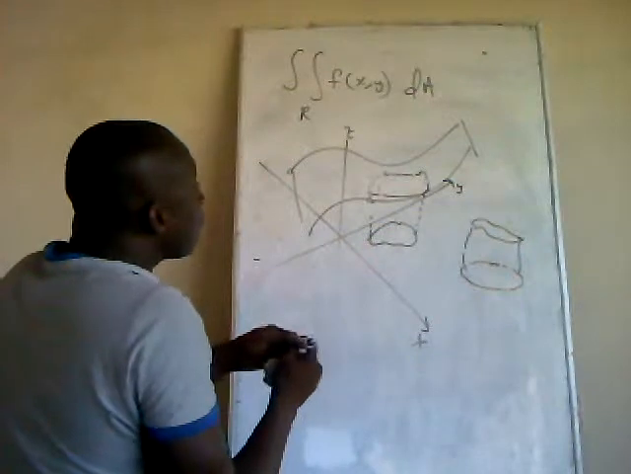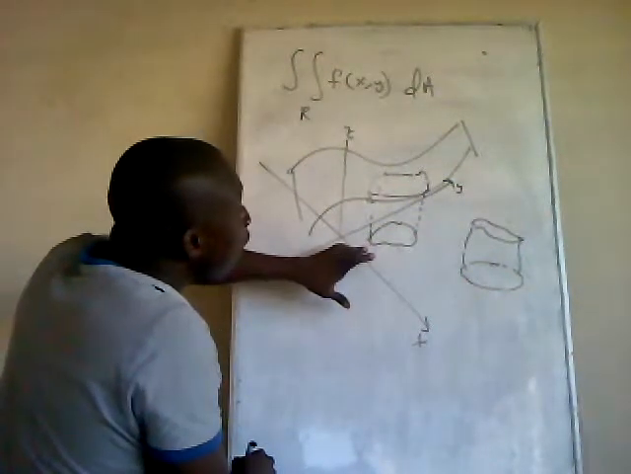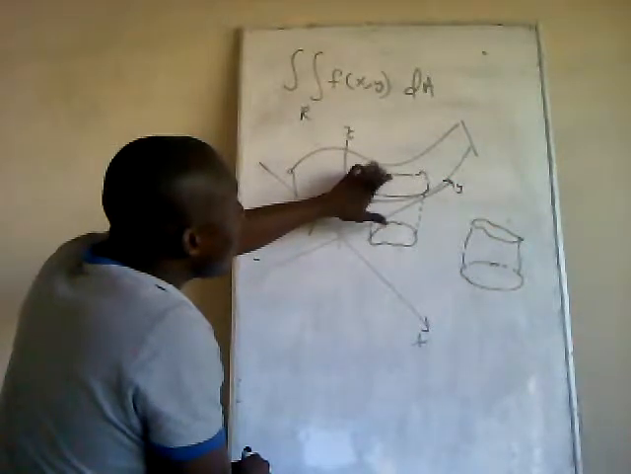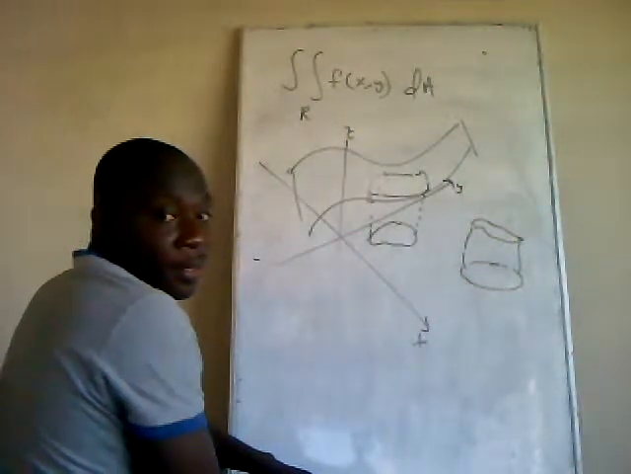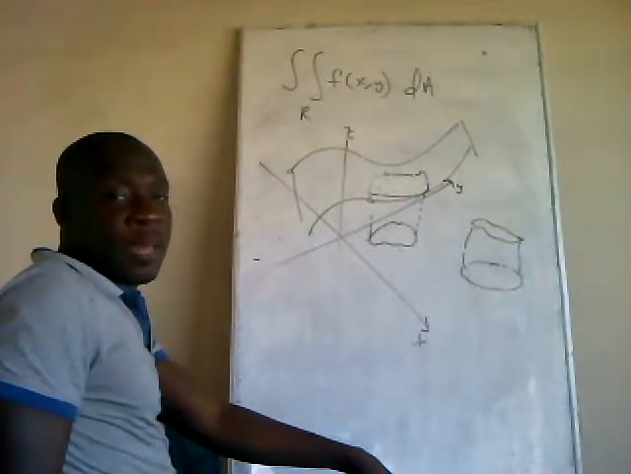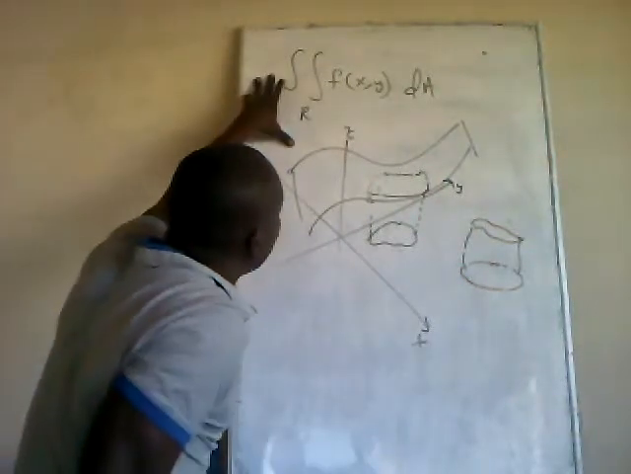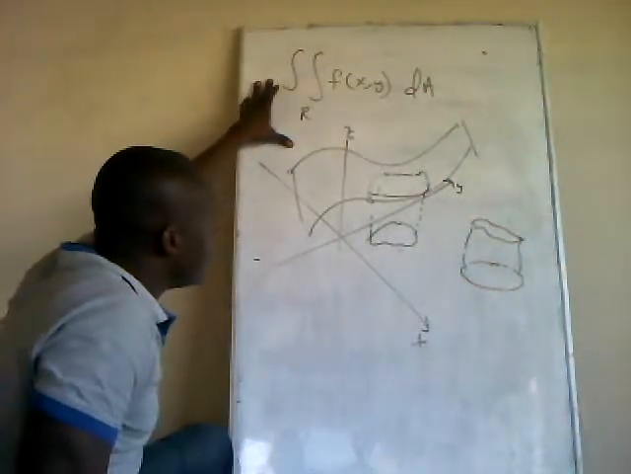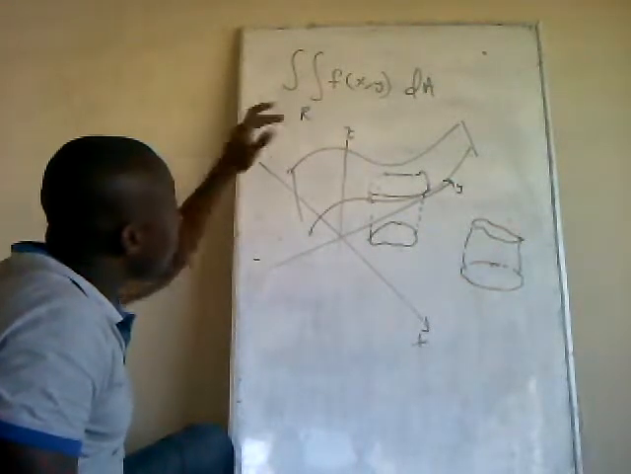So this one actually is finding the volume under the surface bounded by this region. If you look on the slides, there's a picture there. That is the interpretation of double integral or double integration. We use it to find volume under the surface bounded by a region.